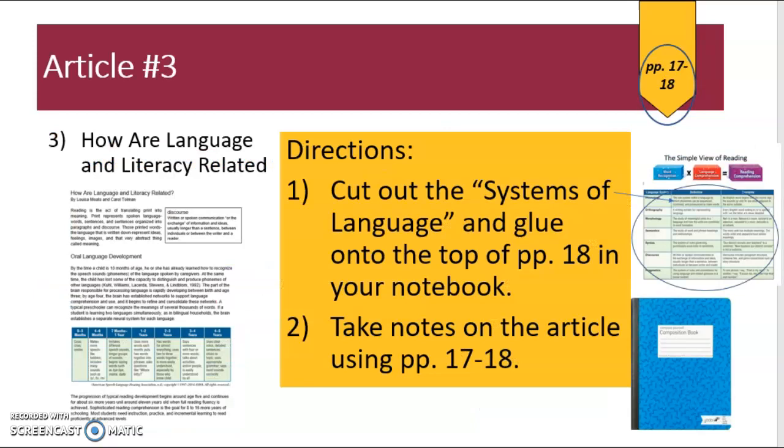The third article is called How Are Language and Literacy Related? This will use the second half of the handout. As you can see with it kind of circled, these are the systems of language. I put this on page 18 at the top in my notebook. Read the article and take notes on pages 17 and 18.